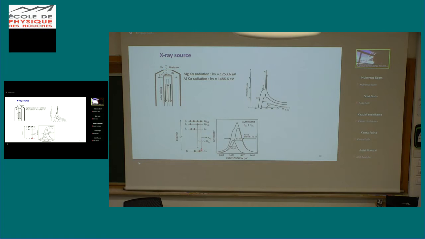And here you see the general curve of the radiation which is emitted. This is for heavier material, but you can see that on top of this Bremsstrahlung you have a couple of lines, and the strongest lines are the alpha lines. That's the ones we use. So in the case of aluminium, you have these alpha 1 and alpha 2 lines, which give a total width of one electron volt, and that is then radiation at 1486 electron volts.